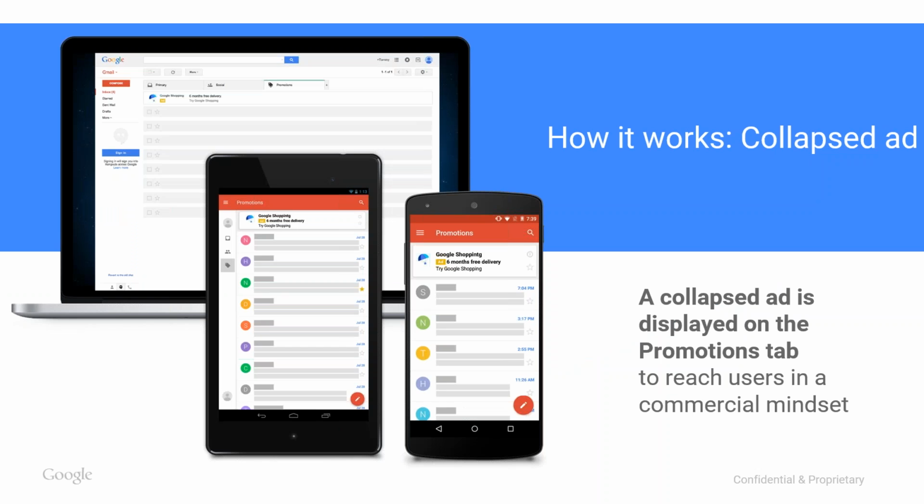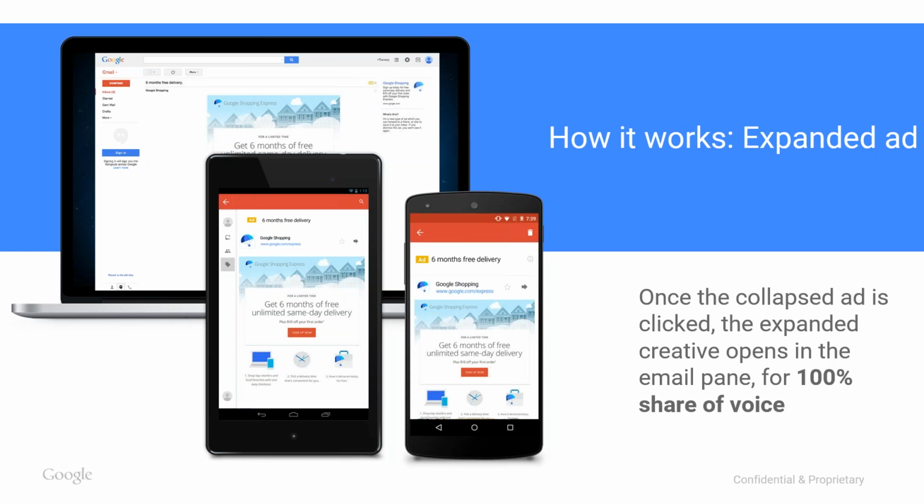You must have noticed these ads before in your inbox. It sits under the promotions tab, and you would generally see 2 ads under the promotions tab. The ad that you see on the screen is called the teaser ad. When someone clicks on this ad, it expands and occupies the entire inbox. So you have 100% share of voice.